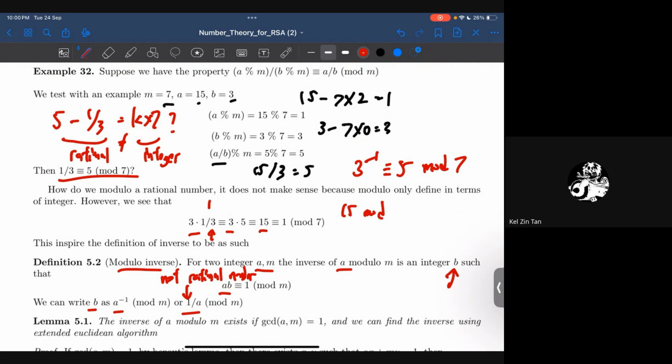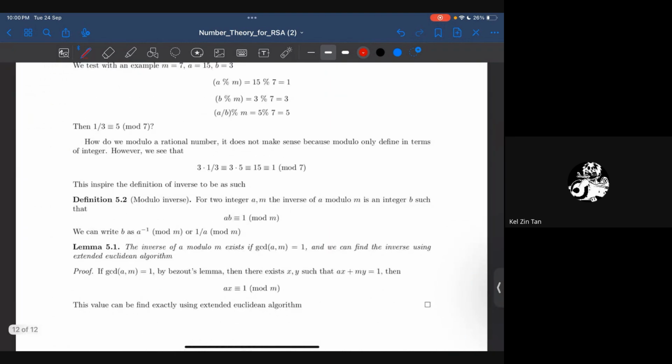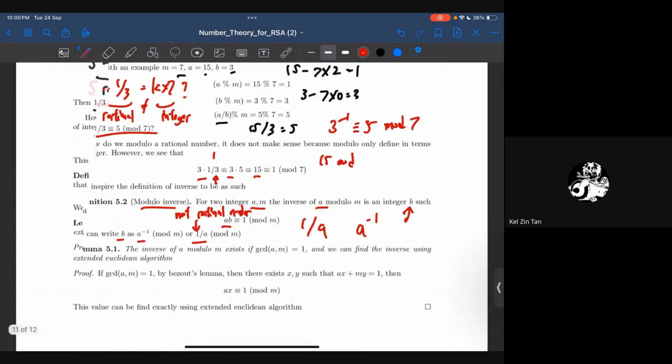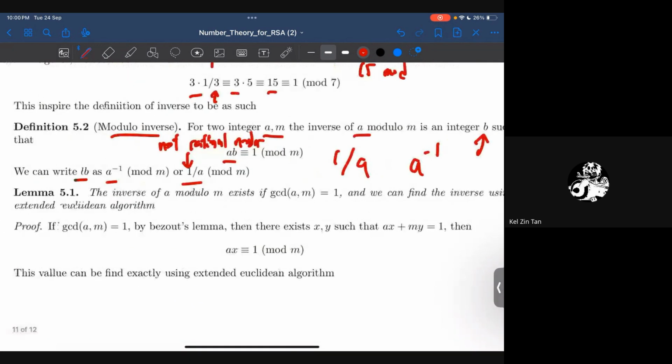Sometimes to avoid confusion, we'll try not to write it as 1 divided by a, because it makes things a little bit messy, and we write it in terms of a to the power of -1. But it basically says the same thing. So I'll just finish what I want to talk about today. Okay, so this is the final thing that I want to say.